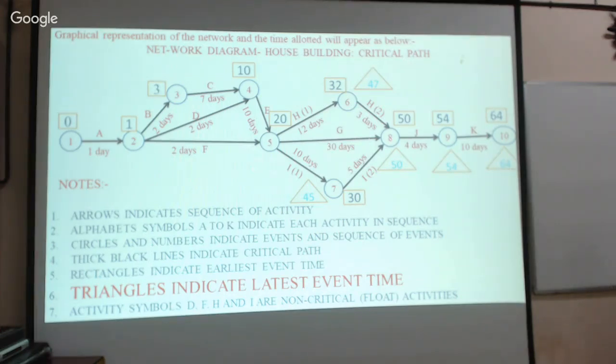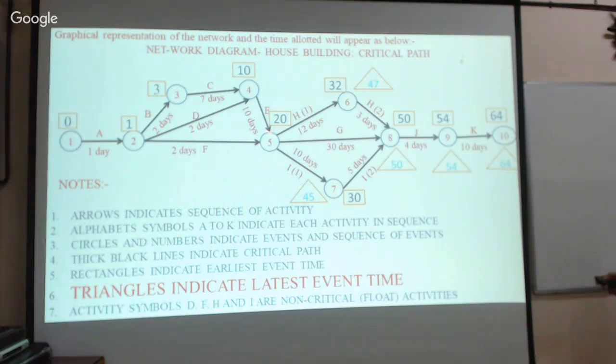Now, if you are calculating along this path, that is 5 to 8, what is the latest event time? 20, isn't that? Among these three, this is 35, but if you are calculating along this line, that is 20. Therefore, the latest event time is 20. It means that only after completing this event can this activity begin.